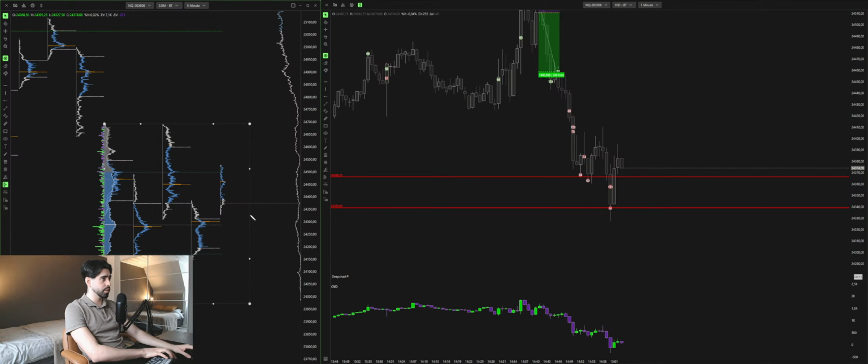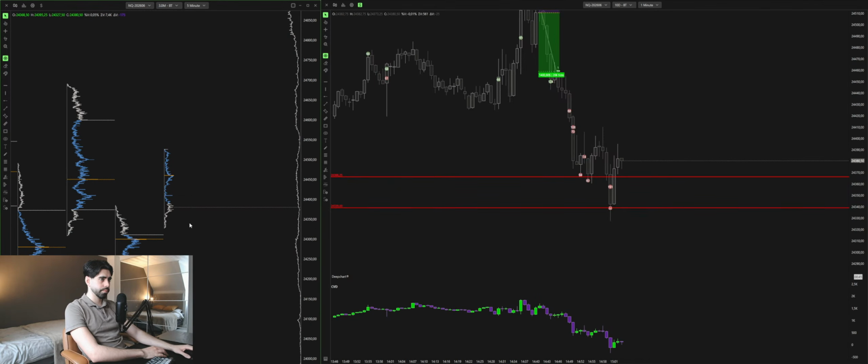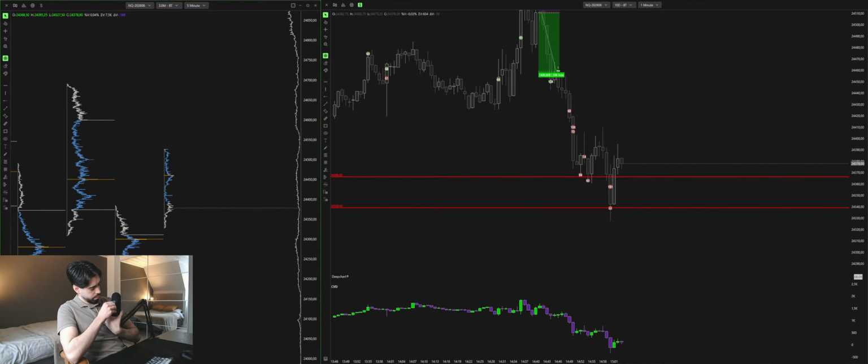I'm gonna change the settings on this volume profile. It looks terrible. Maybe I should look like this, so I'm not screaming in your ears.